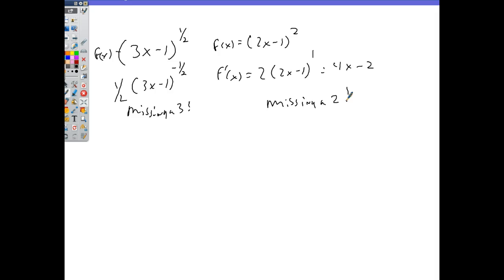Where did the 3 and where did the 2 come from? I'm missing a 3 that mathematically appeared here. We want to use Cleary's rule, not do the formal definition. Where did the 3 come from? Is it just from the first? What would be the derivative of this? 3. What would be the derivative of the inside of this? 2. Interesting.